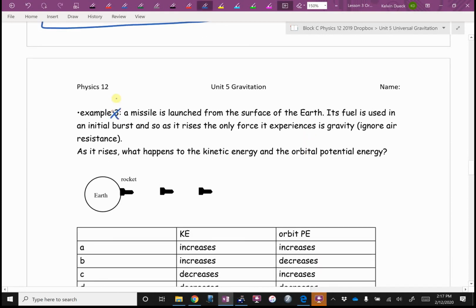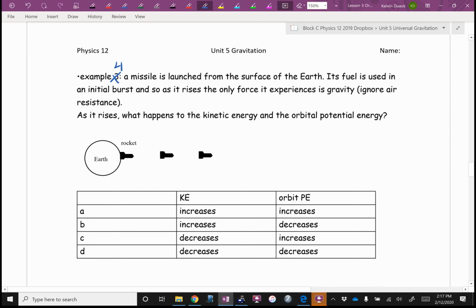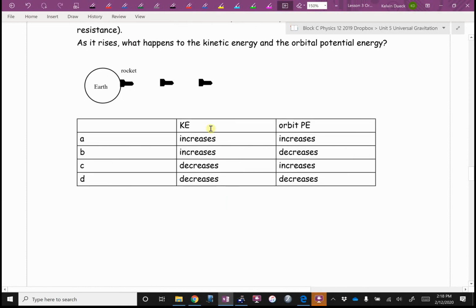Example 4. A missile is launched from the surface of the Earth. So here's a thought puzzle, but Evan, we're going to simplify it as much as possible. We're going to ignore air resistance, would that we could. And let's say that its fuel is used all at once, so it hits its maximum speed and then coasts the rest of the way. As it rises, what happens to the kinetic energy? And what happens to the orbital or cosmic potential energy? Since this is a 2-column question, let's do this column vertically. First of all, as it rises, what happens to its speed if we're coasting? Is it going to speed up, slow down, or stay the same?